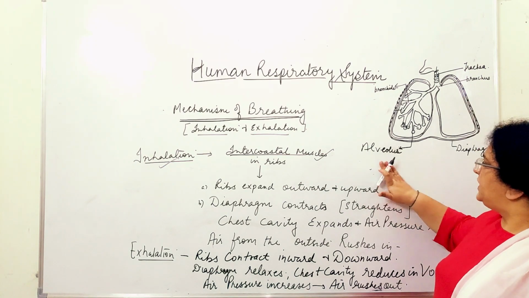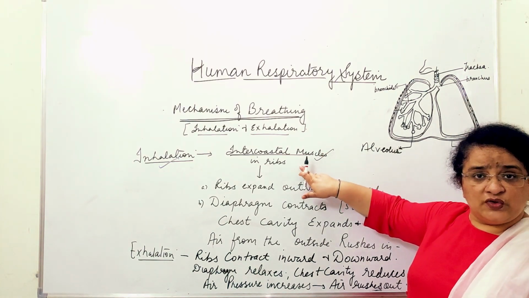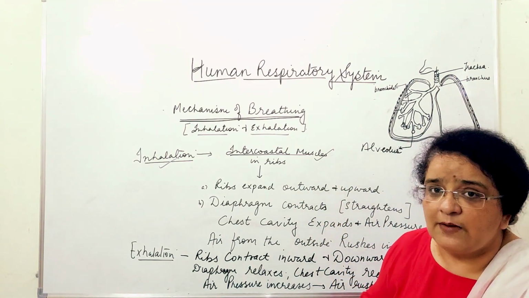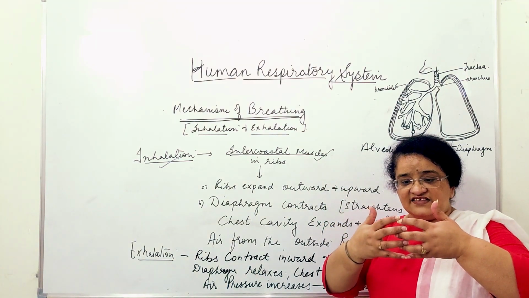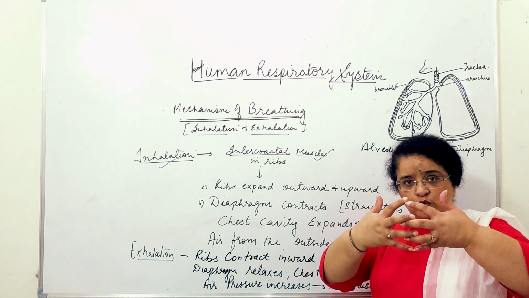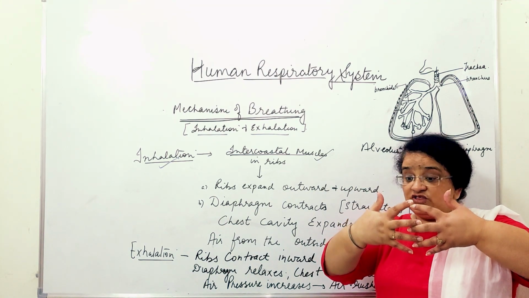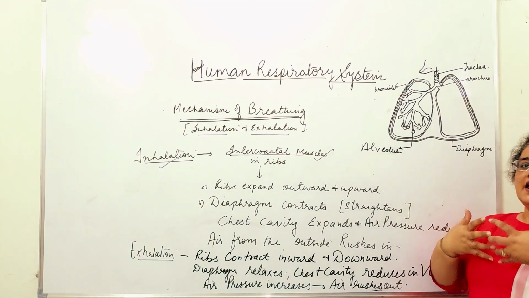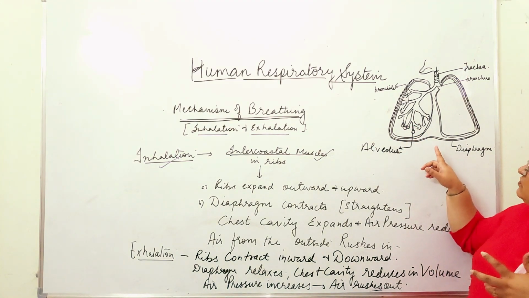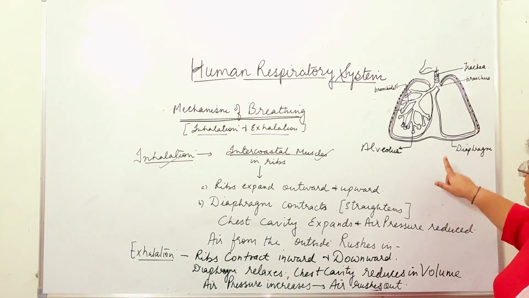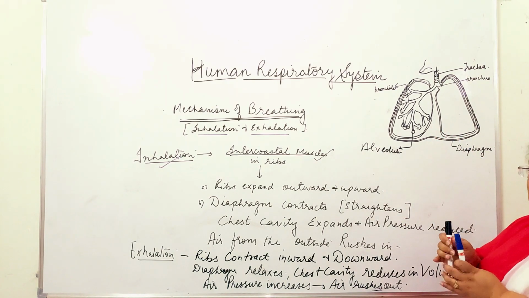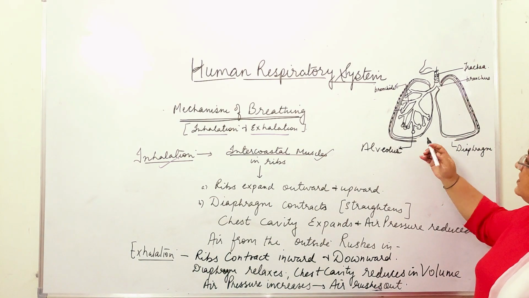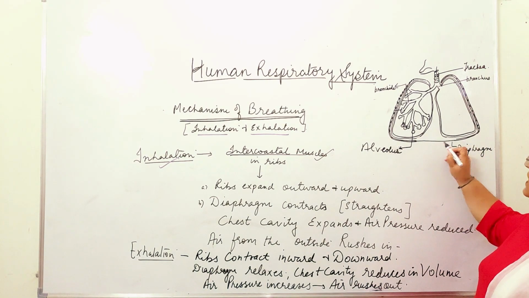So don't go into detail. With the help of these intercostal muscles, what happens to the chest cavity, the ribs? These are the ribs, they expand. They go outward and they go upward. So this increases the volume of the chest cavity and hence the lungs. And what happens to the diaphragm? This diaphragm, which is in the relaxed position, also contracts and becomes straight. This is how the diaphragm becomes straight.